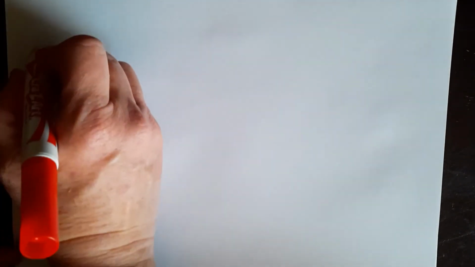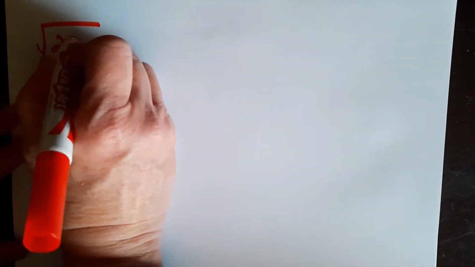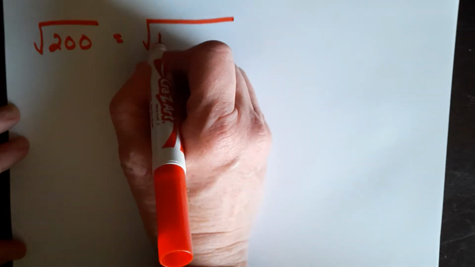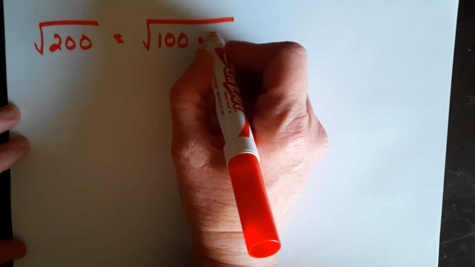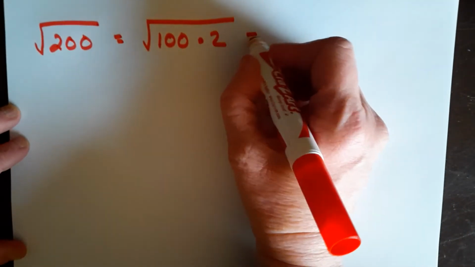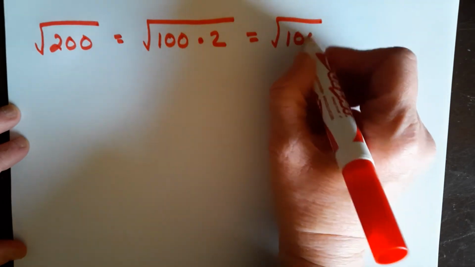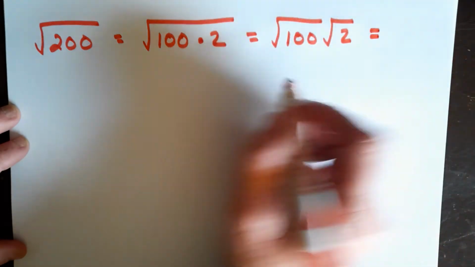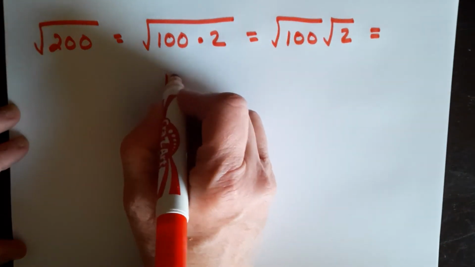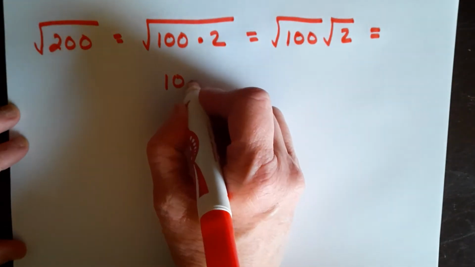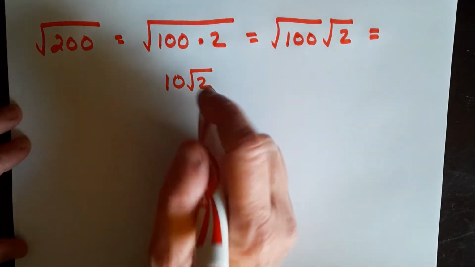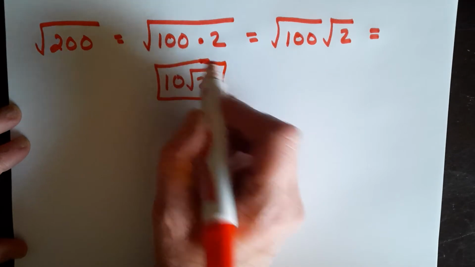If we have the square root of 200, we can see that that could also be written as the square root of 100, which is a perfect square, times 2, which can be written as the square root of 100 times the square root of 2, which can be simplified finally. The square root of 100 is 10, times the square root of 2, which cannot be simplified any farther. So the square root of 200 becomes 10 times the square root of 2.